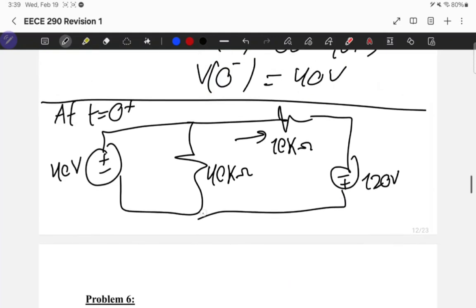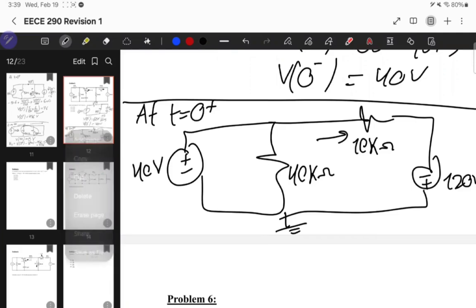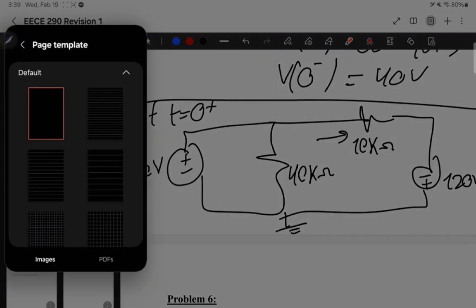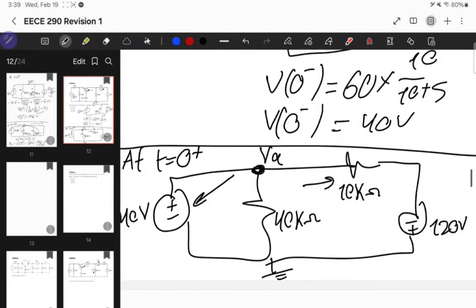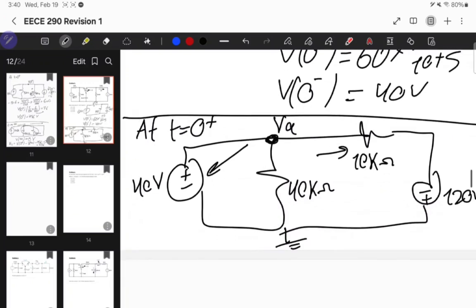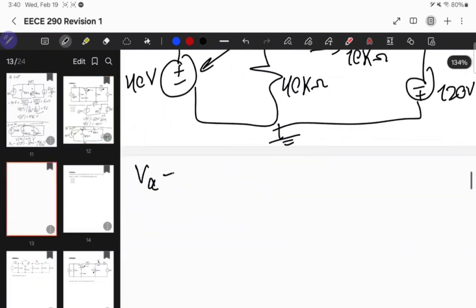I can do also nodal. Nodal is easy in here. Let me add another page. Nodal is easy in here because we have a common node between all. We have this node in here, let's call it VA, and the value of VA is exactly this 40 volt source, because the only thing connected between this node and the ground is this source. So we can say that VA is equal to 40 volt.